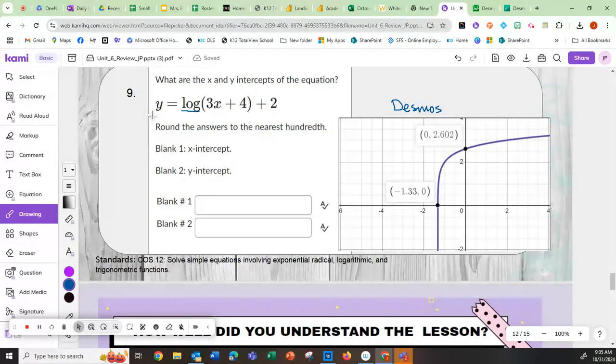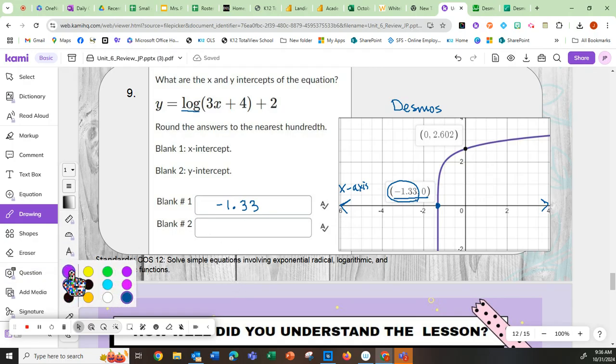I typed it in Desmos, y equals log, parentheses 3x plus 4, parentheses plus 2. I got this beautiful graph. It wants to know the x-intercept and the y-intercept. So remember, your horizontal axis, the one going left and right, is always your x-axis. So it crosses here. If you'll click on that button on Desmos, it'll pop up the ordered pair. It's not asking for an ordered pair, so you're just going to put the number where the graph crosses on the x-axis. So you'll put negative 1.33.